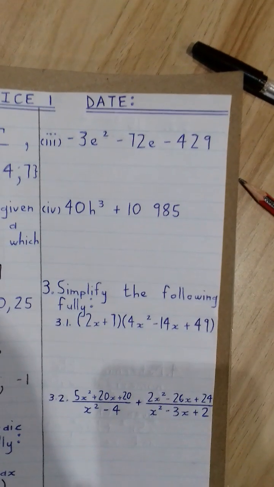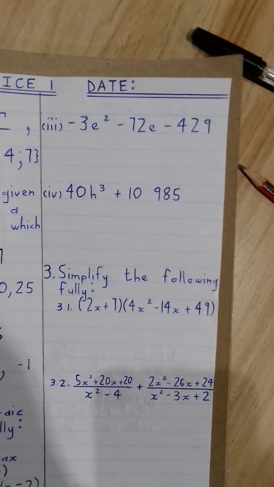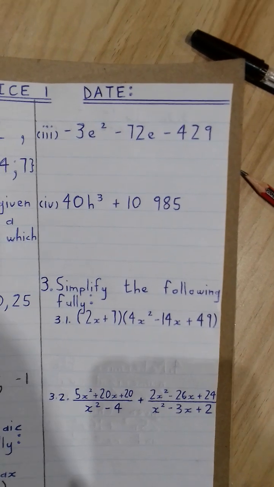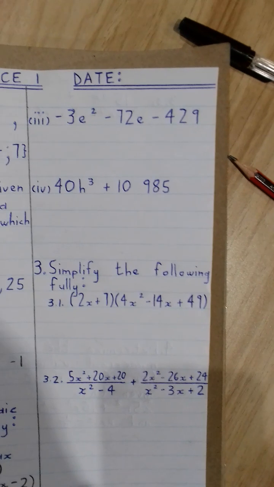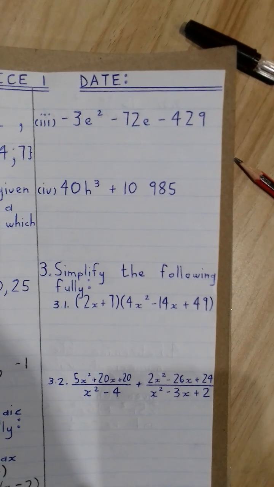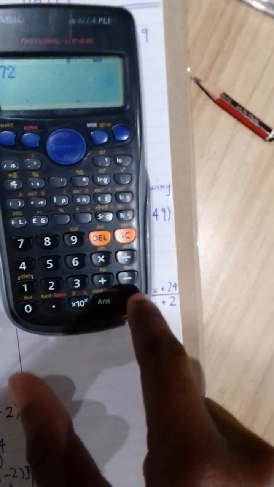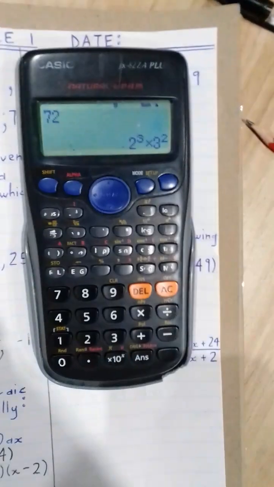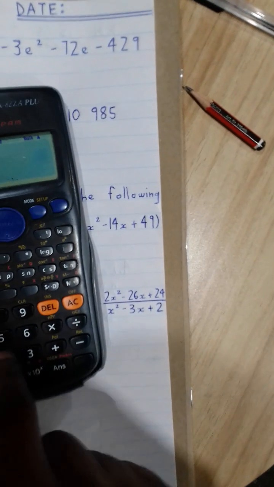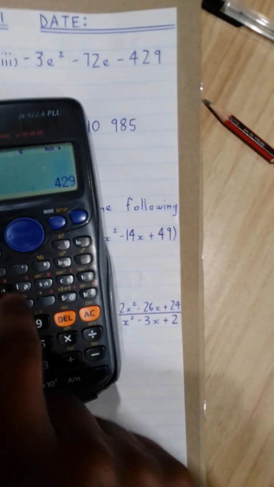Okay. Roman numeral number 3. We have negative 3e squared minus 72e minus 429. The coefficient of the e squared is negative 3, but in the calculator we use 3. Let's use the factors of 72. If there is 3, there it is, there's 3. Now let's see the factors of 429. If there is 3, there's 3. So remember, in the calculator we use 3, but here it's going to be negative 3.